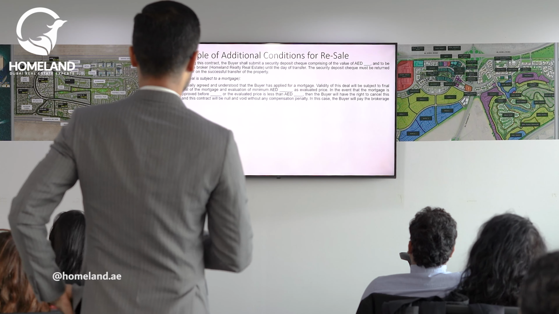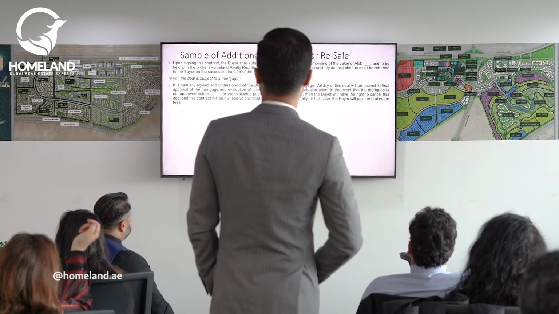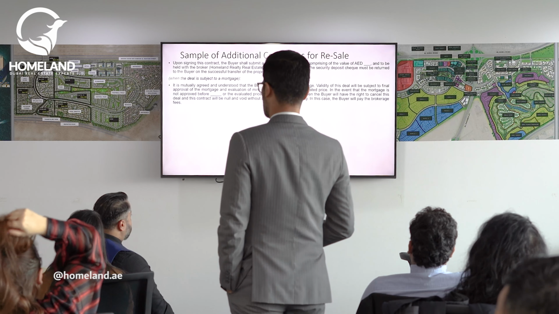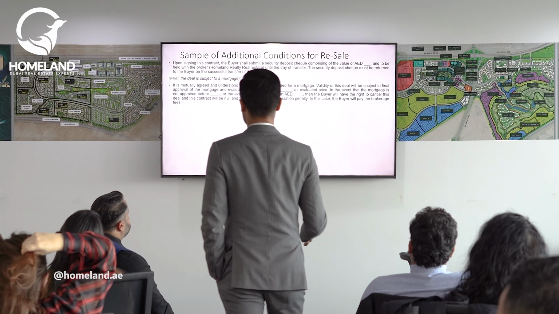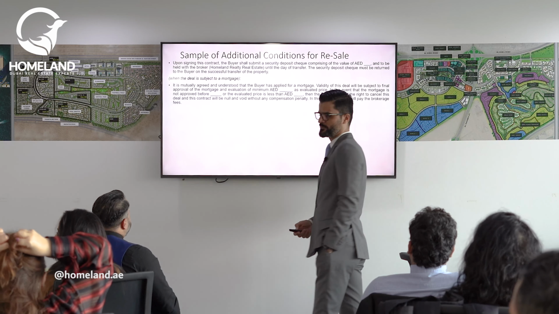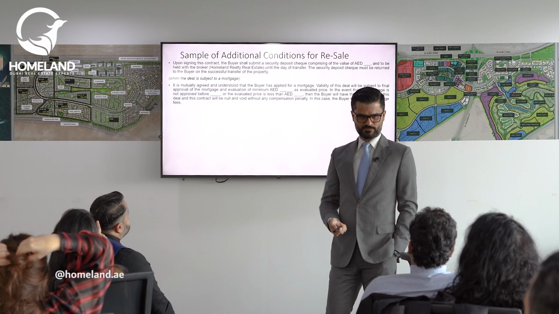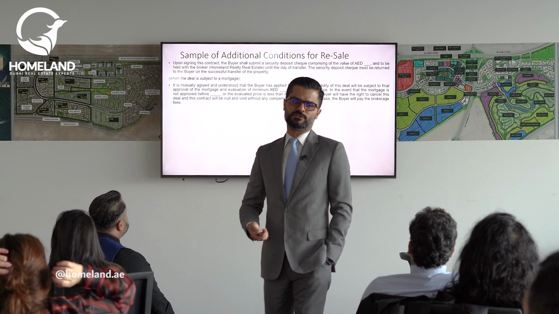is less than X amount, then the buyer will have the right to cancel this deal and this contract will be null and void. Null and void means as if it didn't exist, without any compensation or penalty. In this case, the buyer will pay the brokerage fees. This is also negotiable. Who wants to pay the brokerage? In this case, the buyer will say that no, I don't want to pay brokerage.